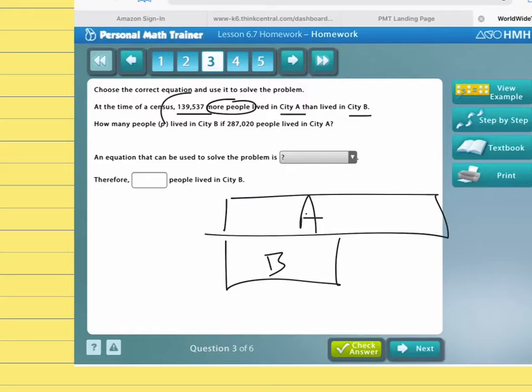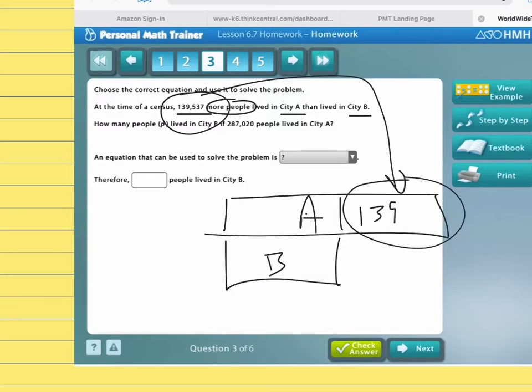We don't know what, but we do know that this space over here, this much, is 139,537, because that's how much more A is than B. If A and B were equal, it would be just like that. But A has more right here. How many people P live in City B if 287,200 people live in City A? All right, let's check it out.